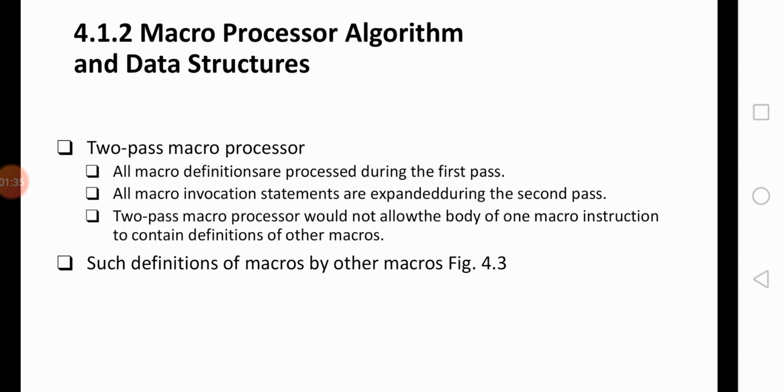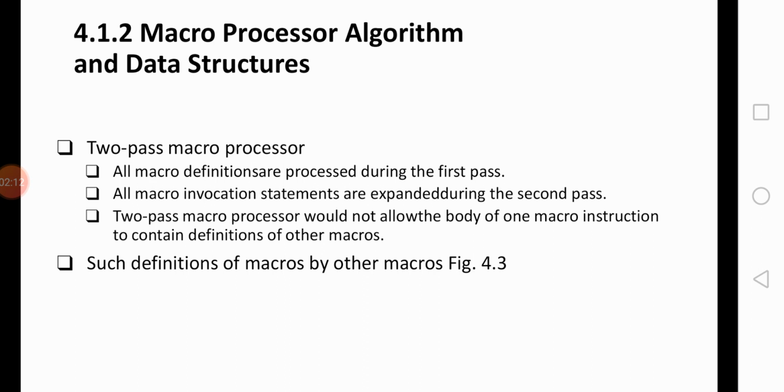So it is very easy to build a two-pass macroprocessor. All macro definitions are processed during the first pass, and all macro invocation statements are expanded during the second pass. Macro invocation is whenever you want to call certain kinds of sub functions; those are executed under the second pass.